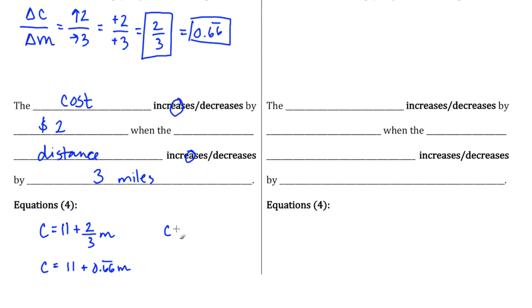We actually will write the fraction first. So that's a positive 2/3 m. Don't forget the m. And the 11 is a positive. Let me interpret this. The cost is $2 every 3 miles, or 2/3 of a dollar every mile. So the cost is 2/3 of a dollar every mile plus the initial fee of $11. Or you can say the cost was 66 cents per mile plus the original $11.